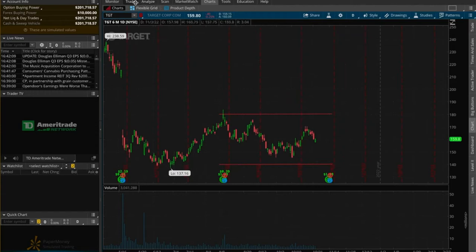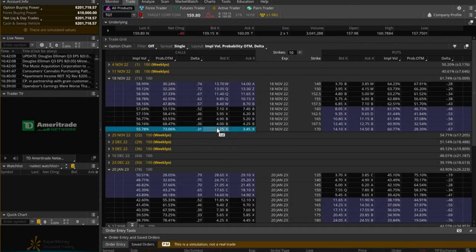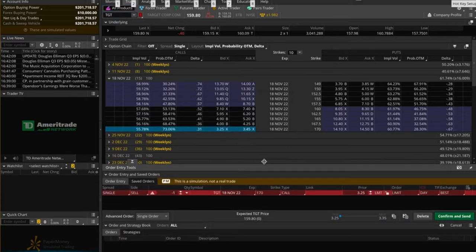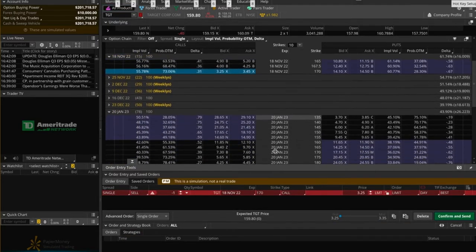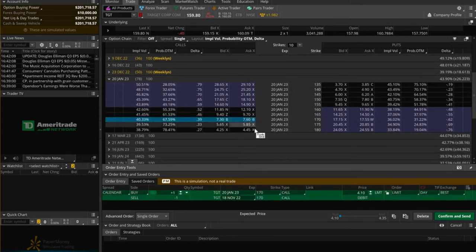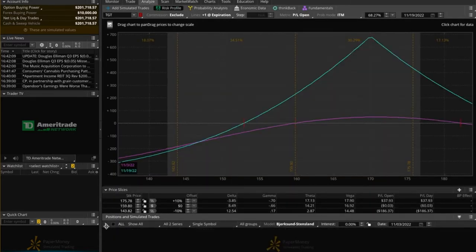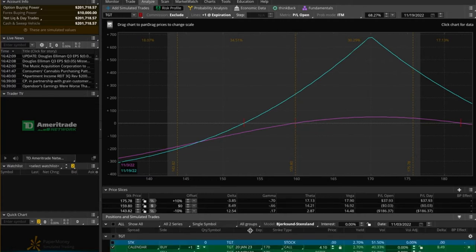So let's go back here and pick the 170 call that we're going to sell, the near dated, and then control key to buy the same 170 call, far dated. And that gives us a 410 debit. And in order to analyze this, we quickly come over here and uncheck that stock. And there it is. So this is what it looks like right now.